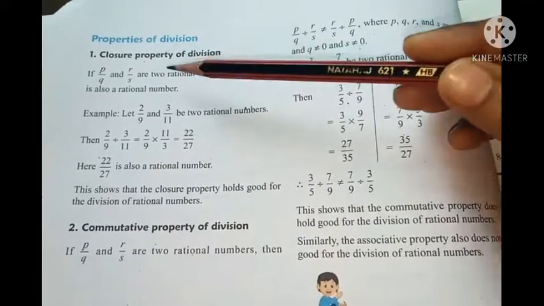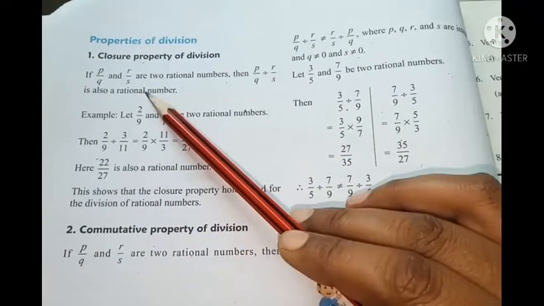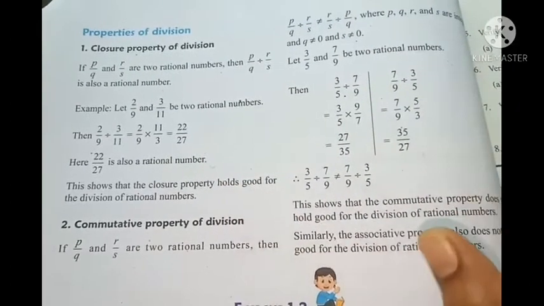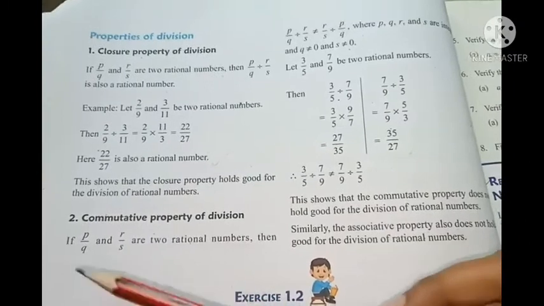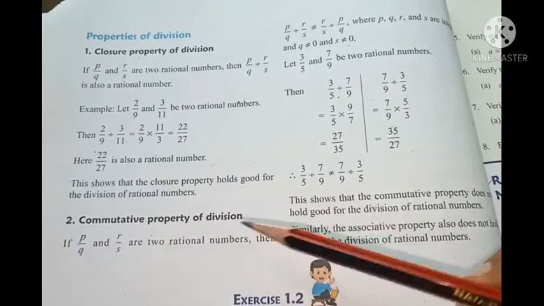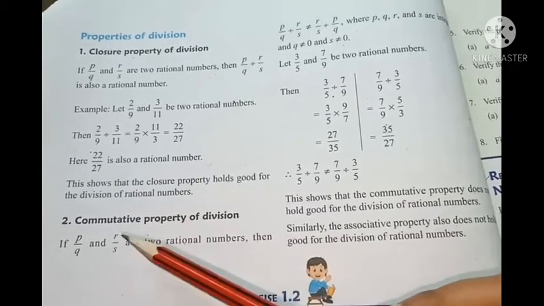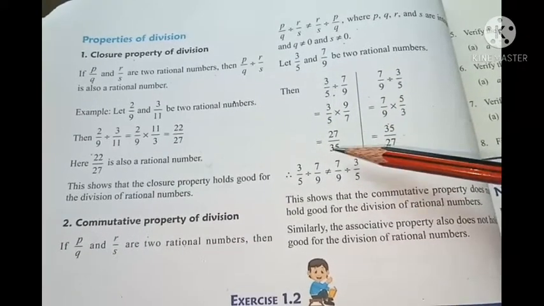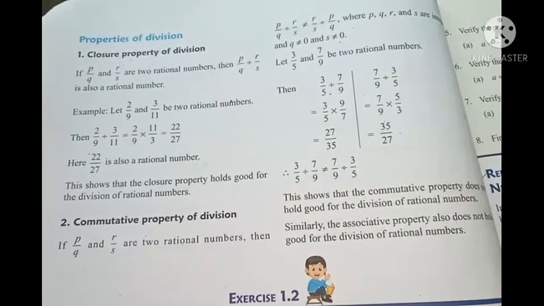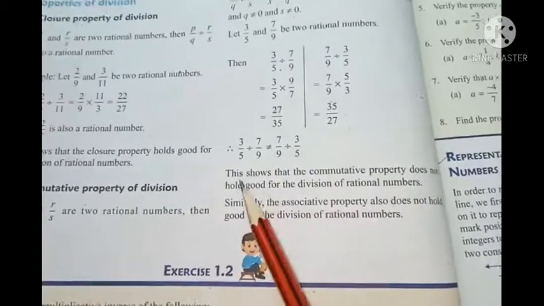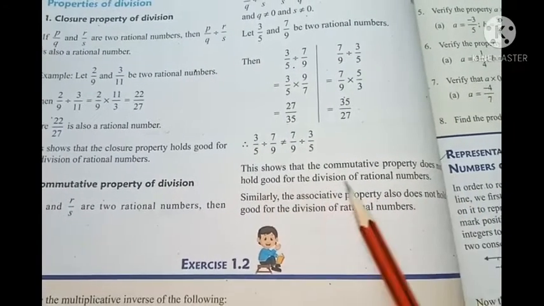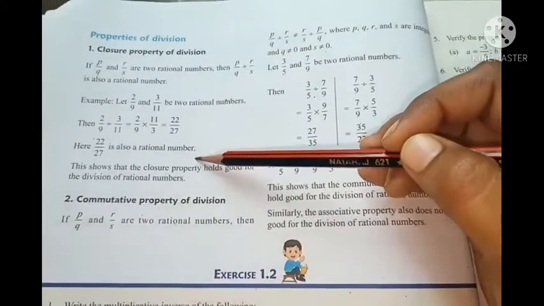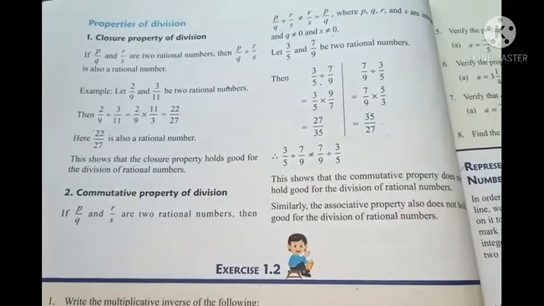Property of divisions. Closure property of divisions. If P by Q and R by S are two rationals, then their division should be a rational. So it goes on properly. Closure property holds for division. Commutative property. If P by Q and R by S are two rationals, their division P by Q divided by R by S should equal R by S divided by P by Q. But it does not hold, because if you take one example, you will find that the left hand side and right hand side will not be equal. So you will say that the commutative property does not hold good for division of rational numbers. Same with the associative property. So you will just say only closure property holds for division in rational numbers. Okay?